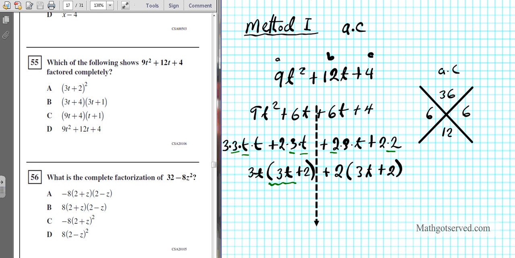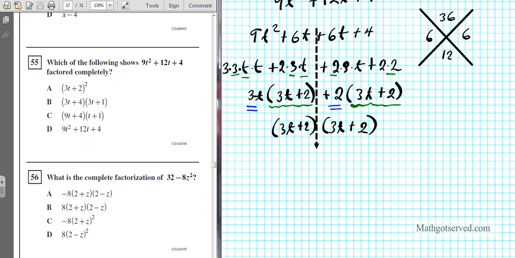So you notice that this and this are the same, so I can factor that out. So we have 3t plus 2. And what am I left with? I'm left with the terms on the outside, 3t and positive 2. So this becomes 3t plus 2. All right? Since both factors are identical, you can express them as a square. So this is basically 3t plus 2 quantity squared. And the answer is option A.